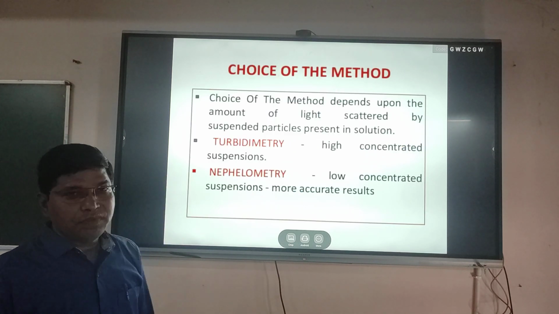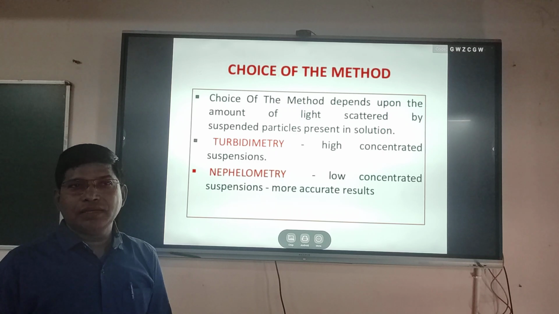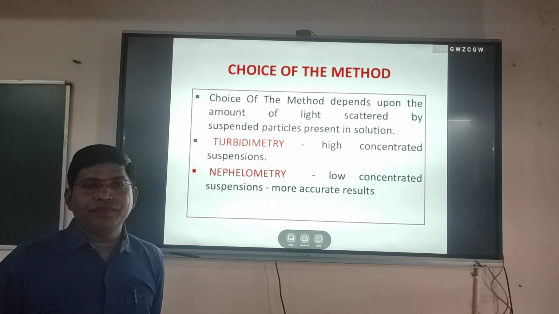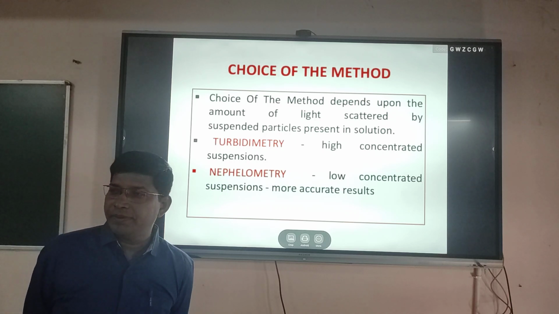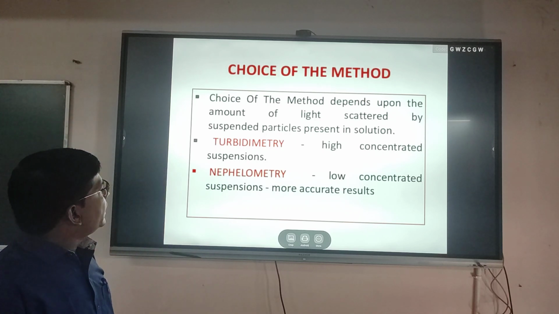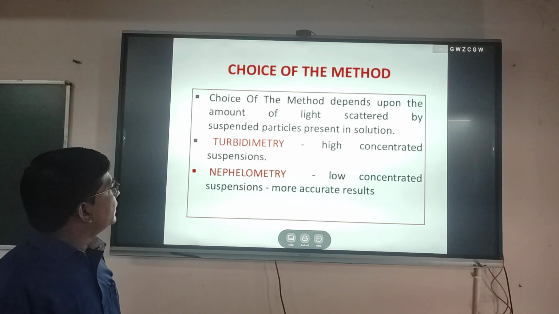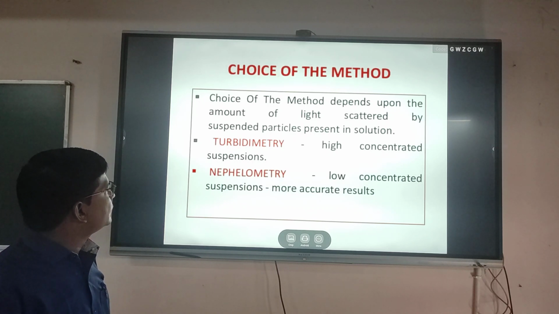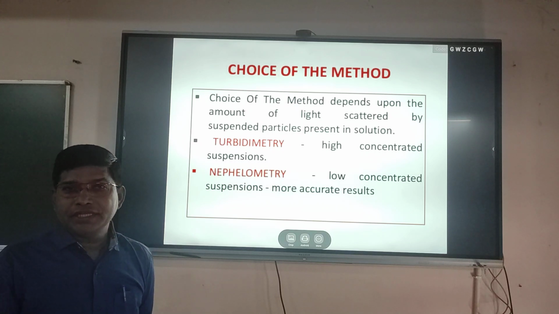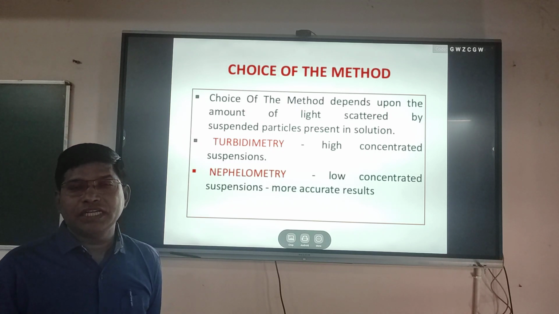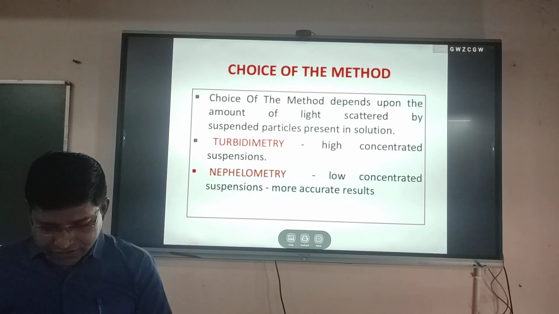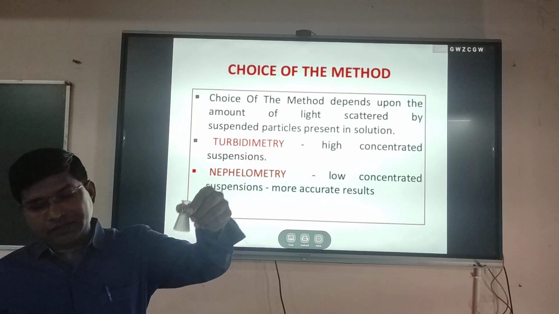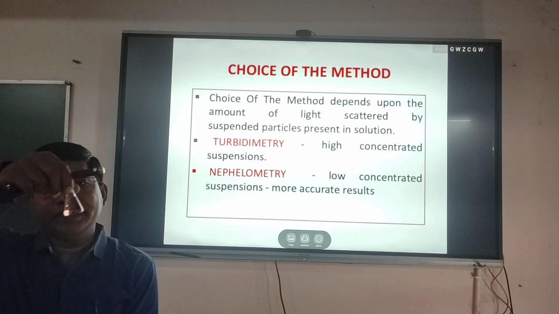Then the choice of the method: when will we prefer nephelometry, or when will we prefer turbidimetry? The choice of the method depends upon the amount of light scattered by suspended particles present in the solution. As I told you, we prefer turbidimetry when the solution is concentrated. This is an example of a concentrated solution, and these are dilute solutions.